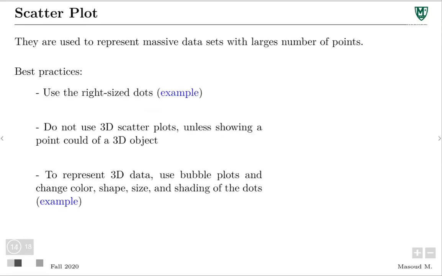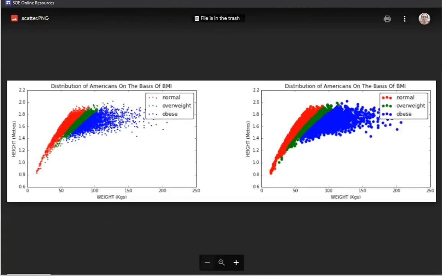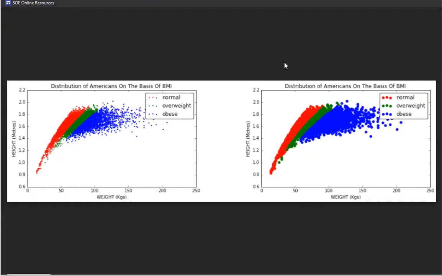Some best practices: it is very important to use the right size dots. What is the right size dot for a given data you have? Hard to tell. You are the best judge of that. So I'll show you an example. This shows the distribution of Americans on the basis of BMI, height versus weight. You see the left one is way better than the right one.